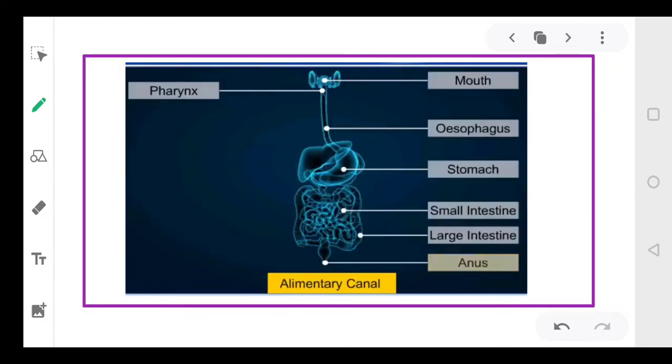Now coming to the alimentary canal. It consists of the mouth, then the pharynx, esophagus, stomach, small intestine, large intestine and the anus. These are the most important parts of your alimentary canal, and I'll be discussing each component, because all of them are equally important. So let's start with your mouth.